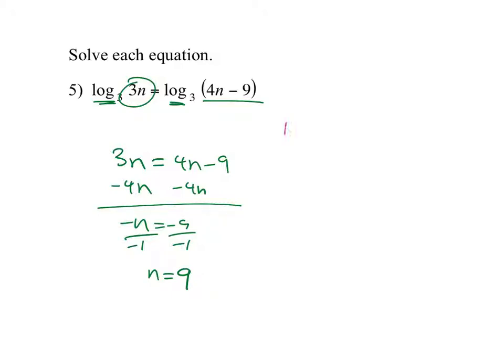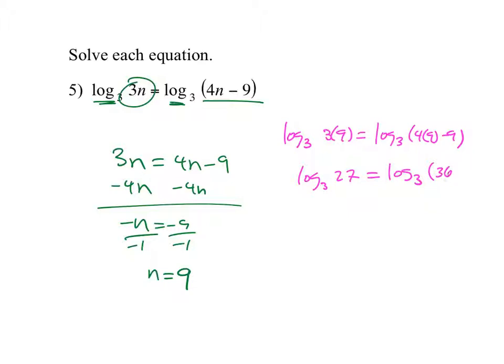I'm going to check my work. So logarithm base 3 of 3 times 9 equals logarithm base 3 of 4 times 9 minus 9. So logarithm base 3 of 27 equals logarithm base 3 of 36 minus 9. So this is logarithm base 3 of 27, so 3 equals 3. So this is my solution.